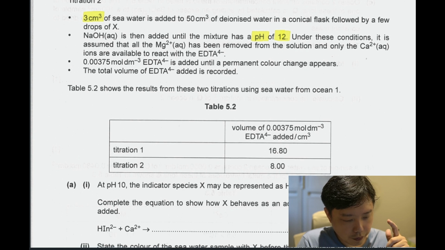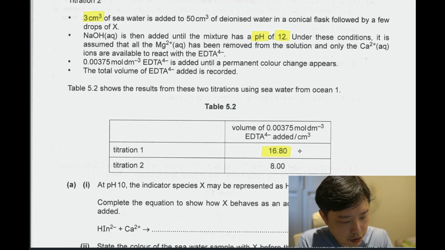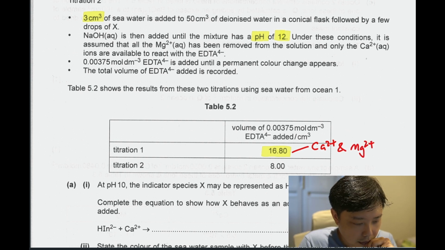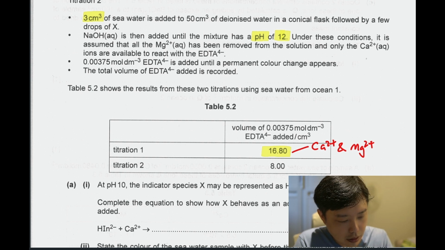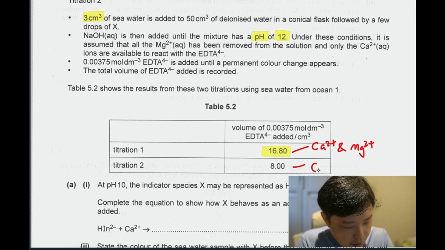The first round of titration used up 16.8. This titration is actually for both calcium and magnesium. But in the second titration, the magnesium has been removed using OH-. So this second titration is only for calcium, and the complex is only formed for calcium.